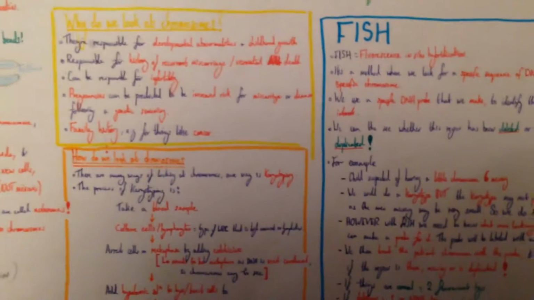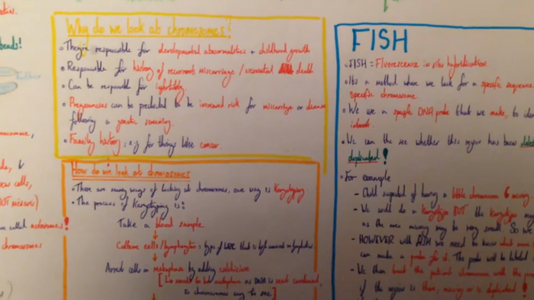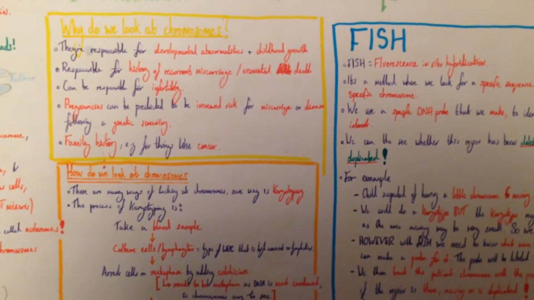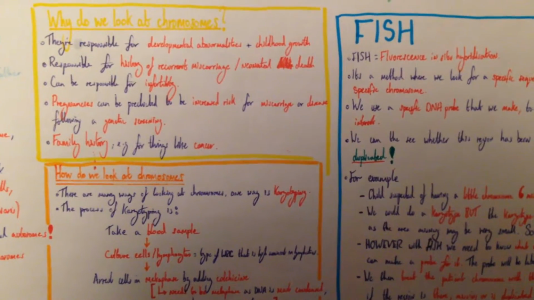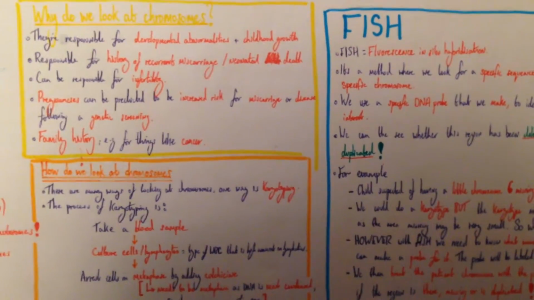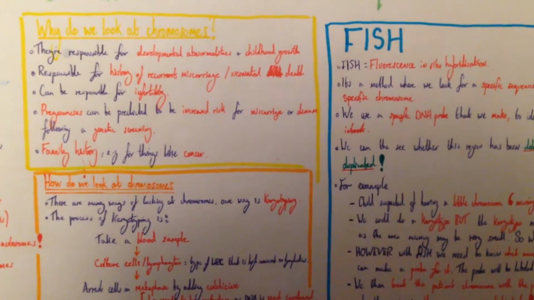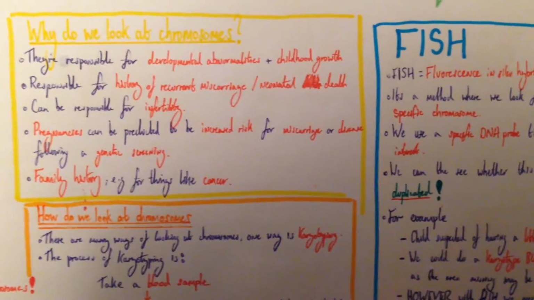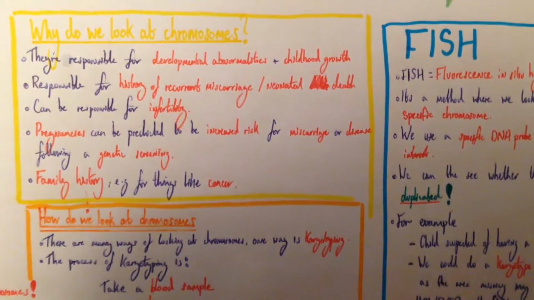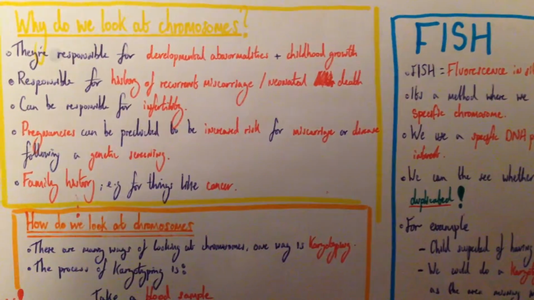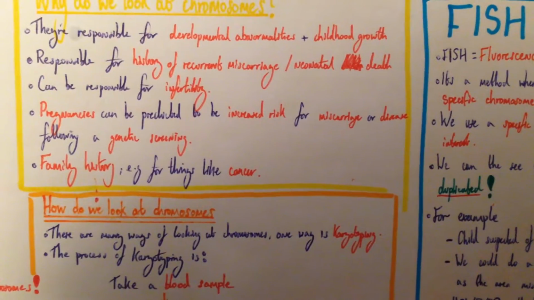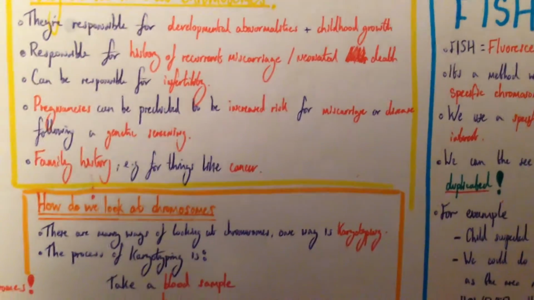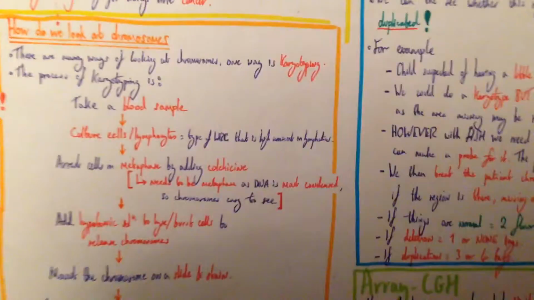Moving on. Why do we look at chromosomes? They're responsible for developmental abnormalities and childhood growth. They're responsible for history of recurrent miscarriage and neonatal death. They can be responsible for infertility. Pregnancies can be predicted to be at increased risk for miscarriage or disease following a genetic screening. And family history, it's good to look at family history, e.g. for things like cancer.